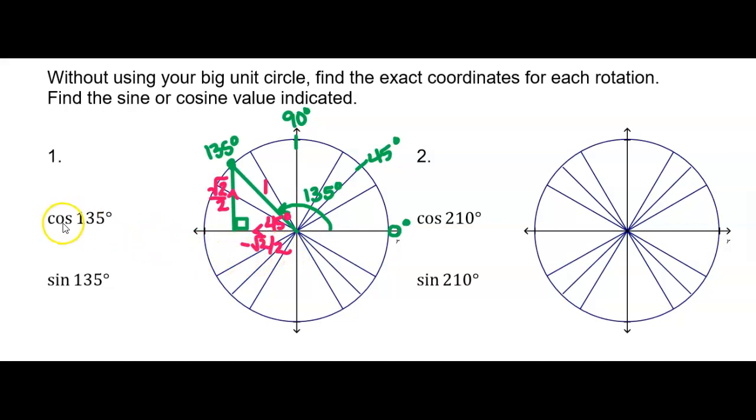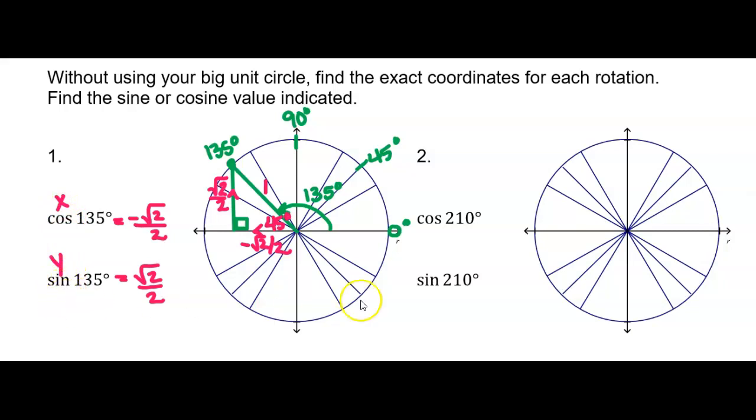So if they ask you for the cosine, it's adjacent over hypotenuse. So adjacent would be negative root 2 over 2, over 1. That would be just negative root 2 over 2. So you can think of your cosine as being your x, because the adjacent side is always going to be horizontal. And then my sine is opposite over hypotenuse. So my opposite is root 2 over 2, over 1. So again, it's just root 2 over 2, and it's my y value. So you can always think of cosine as being x and sine as being y.